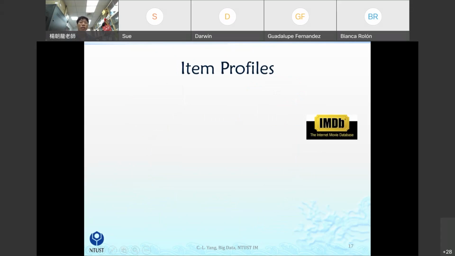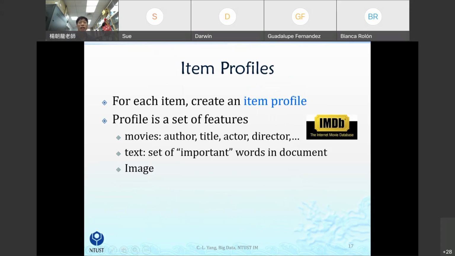So what's the item profile? Oh, there are so many different item profiles. For example, the example I just gave about movies, and the movie has a certain profile. For example, a movie has an author, maybe the actors, the title, and some text with important words, as you know, in a document. And some images even have tags, right? You usually use a tag on a certain image that we can use.